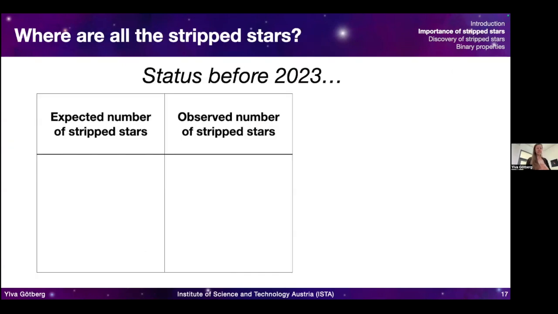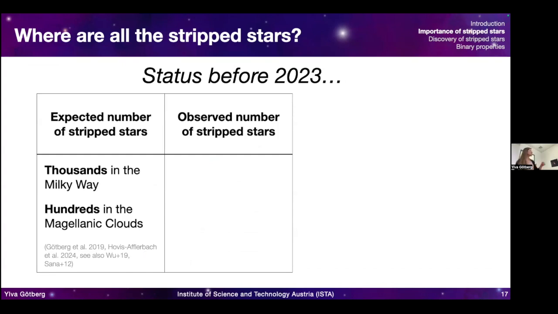The status before 2023, we expected there to be this many stripped stars, but really this was the reality. So there was nothing observed in the Magellanic Clouds. We had one star in the Milky Way. This one is called HD 45166, that at the moment, before the work of Tomer Shinar, was thought to be a 4 solar mass stripped star.